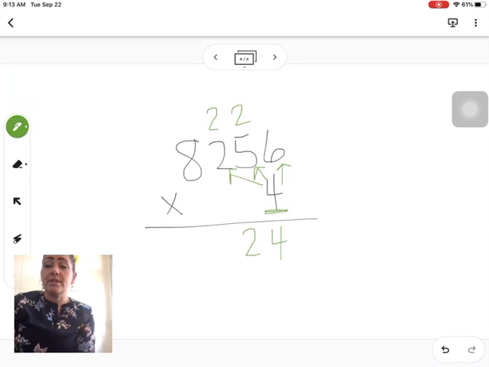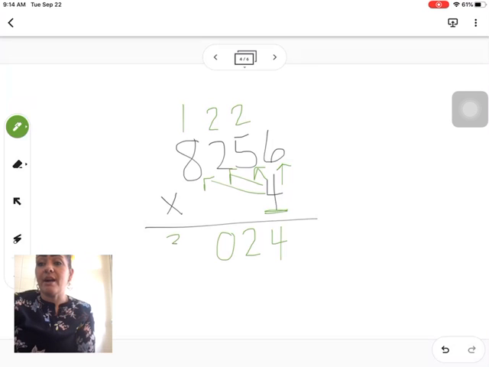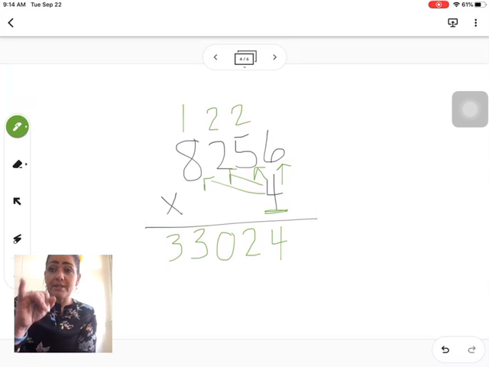4 times 2 equals 8, plus 2 equals, no, I'm sorry, equals 10. 4 times 8 equals 32, plus 1 equals 33. Now that 4 on the bottom has to get multiplied by every digit.